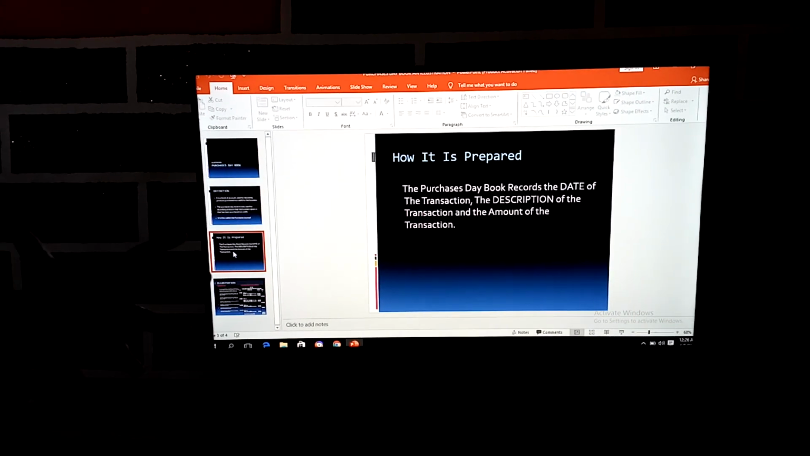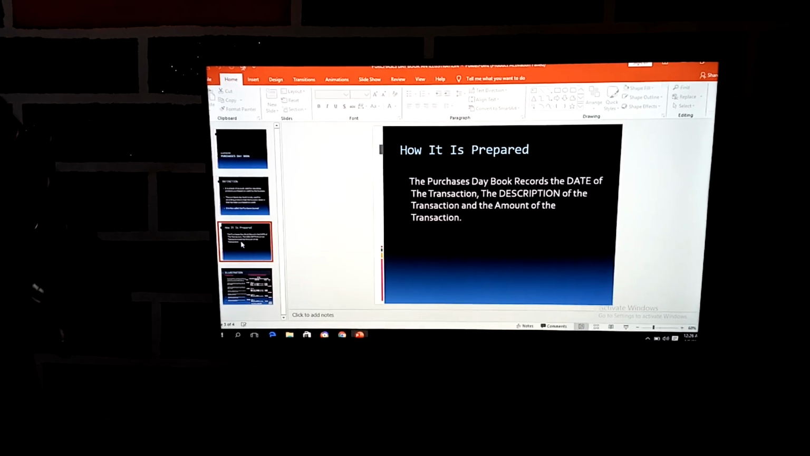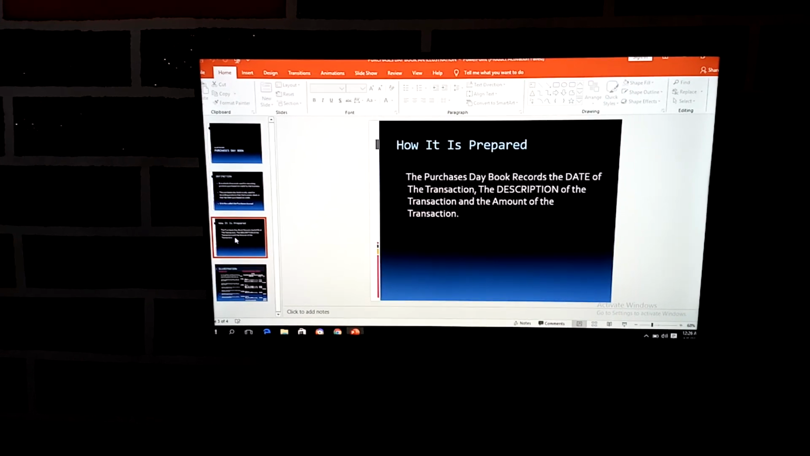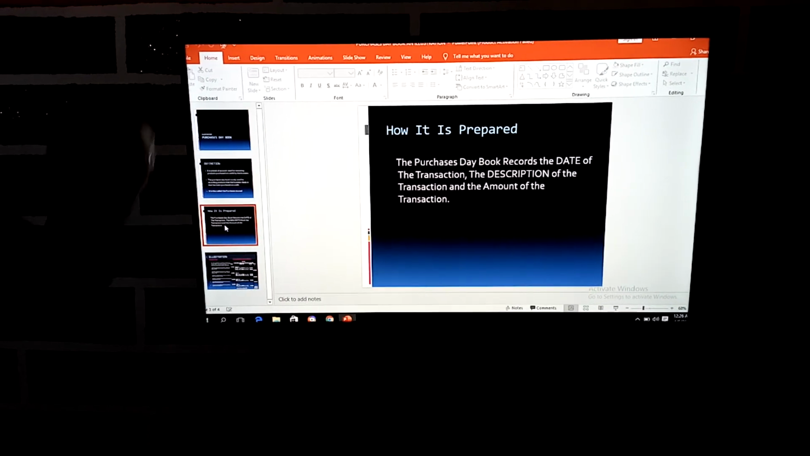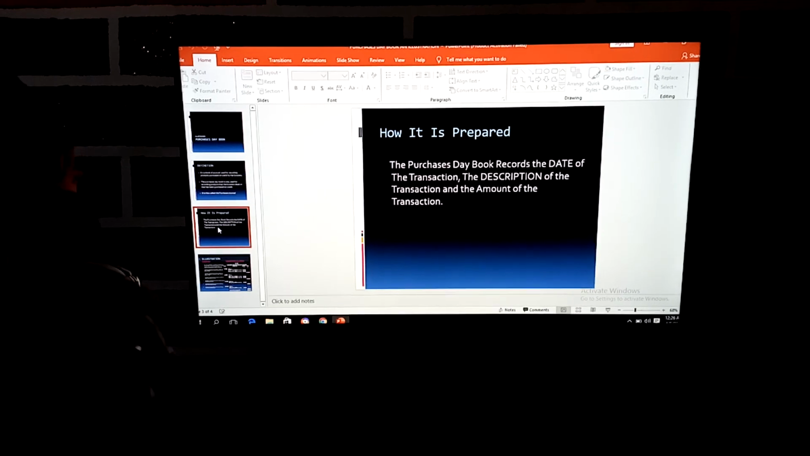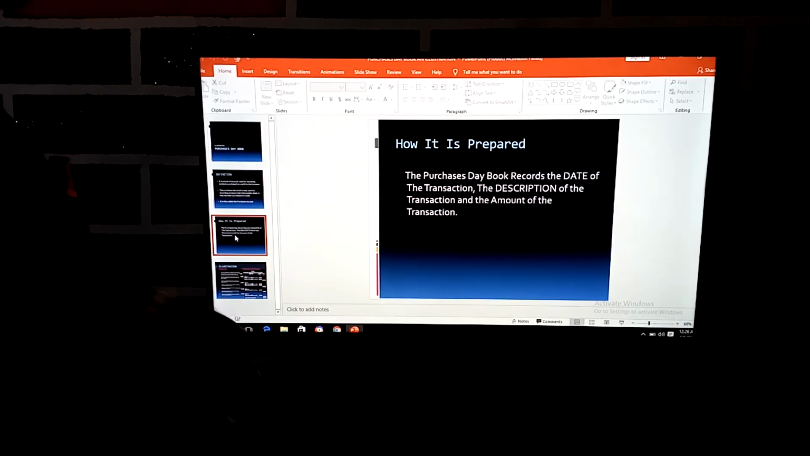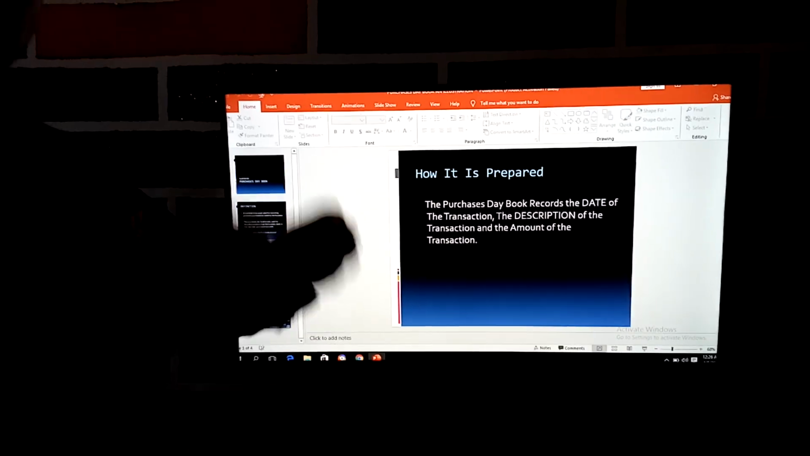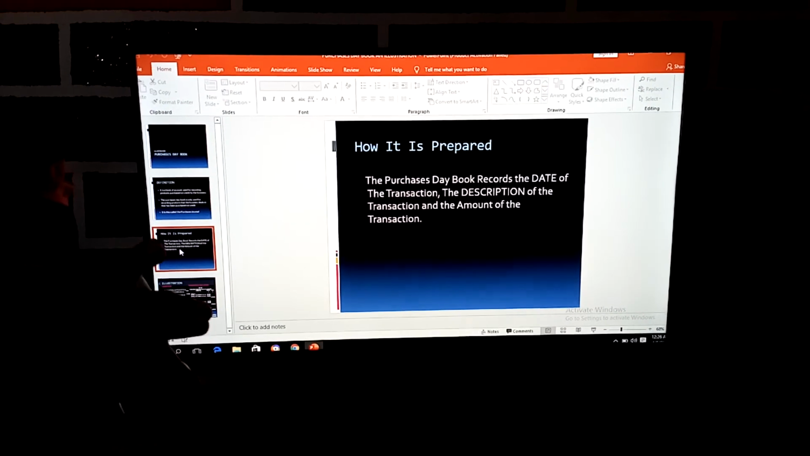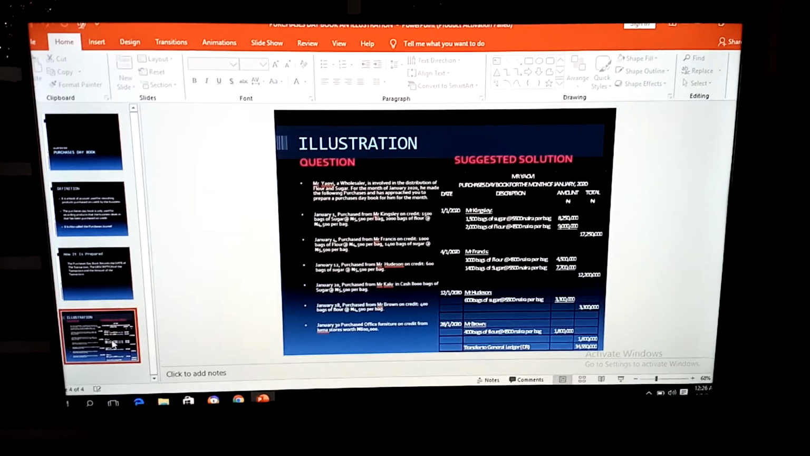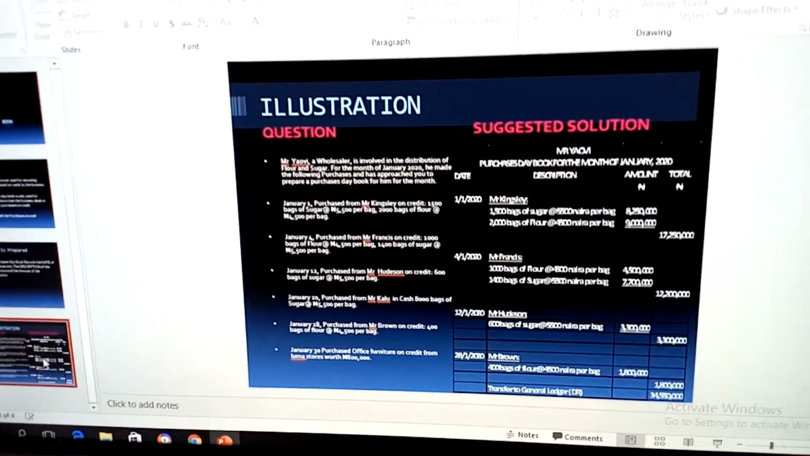Now, how is it prepared? Just like other books of account explained earlier, the Purchases Day Book also records the dates that the products were purchased, the description of the products purchased, and the amount of the product purchased. At the end of the month, the total in the Purchases Day Book is transferred to the general ledger for closing entries. A quick illustration of the Purchases Day Book.